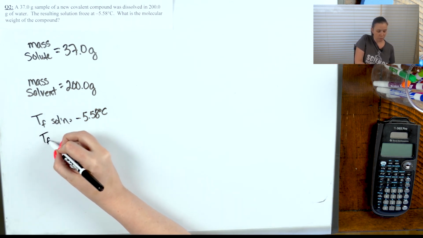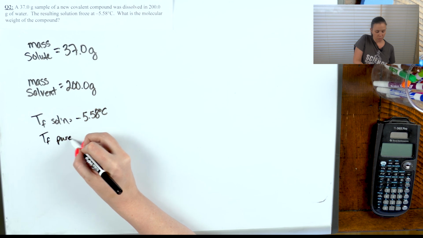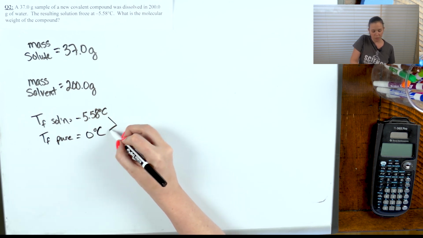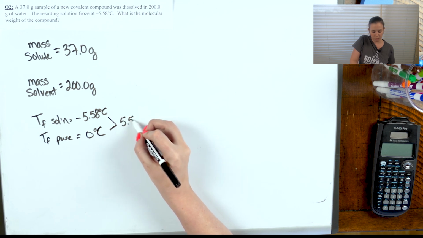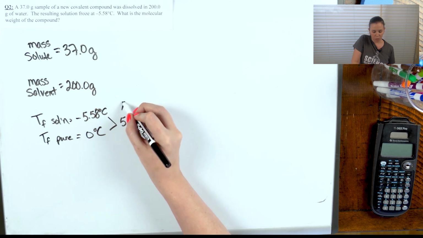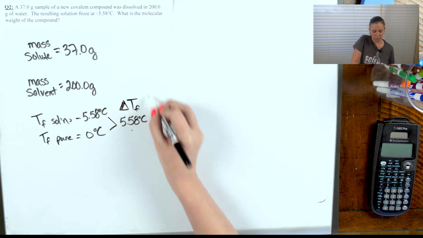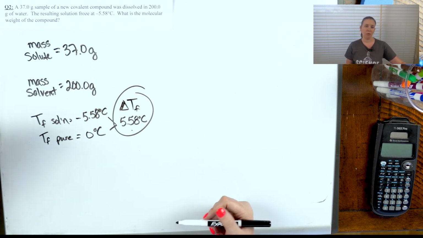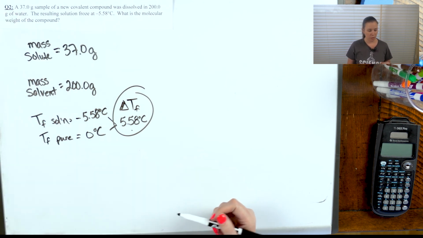So our pure substance, or pure water, would freeze at 0 degrees Celsius. And so we can find the difference there of 5.58 degrees Celsius, which is what we'll use for our delta TF, the difference between where water would normally freeze and where it froze in this situation.